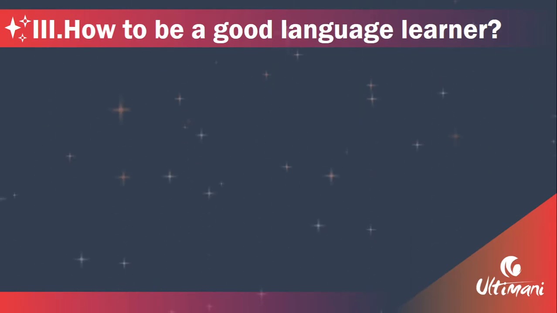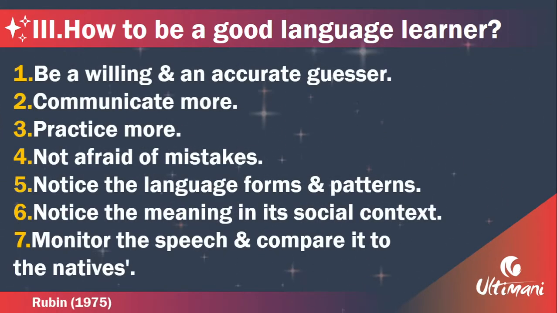Starting with the learner, and according to Rubin 1975, a good language learner should be willing and an accurate guesser. He should communicate more, he should practice more, and he shouldn't be afraid of making mistakes. Also, he should notice the language forms and patterns and notice the meaning in its social context. And finally, monitor his speech and compare it to the natives.